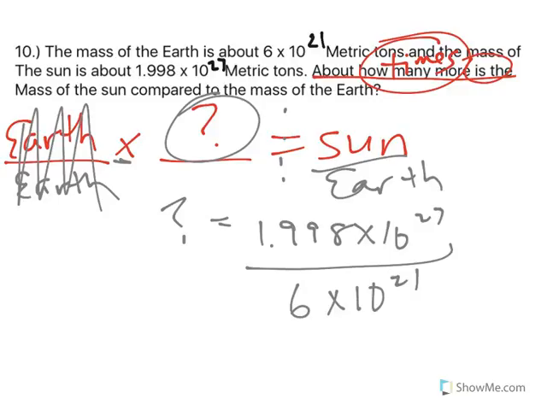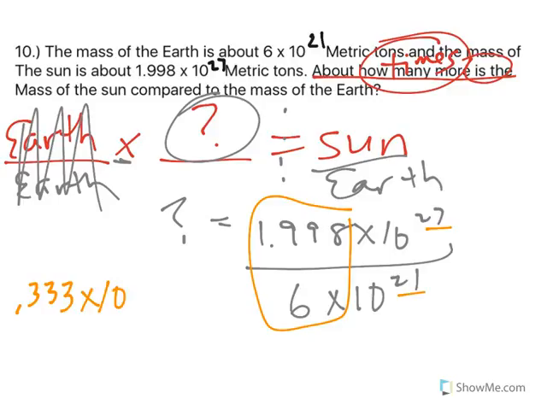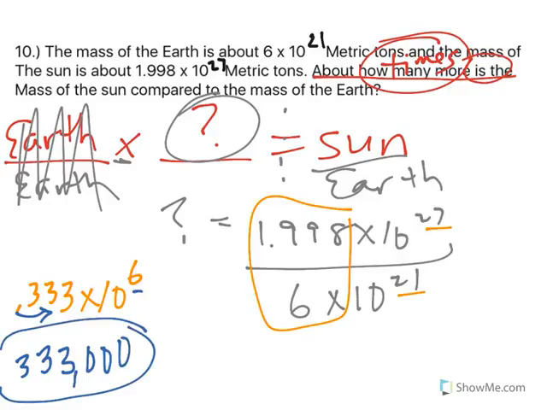So I divide my numbers, and that gives me 0.333 times 10 to the 27 minus 21, which is 6. So when I move my decimal 6 places to the right, 1, 2, 3, 4, 5, 6, the mass of the sun is 333,000 times bigger than the mass of the Earth. And it doesn't look like that when you look at those two numbers, but when you do the math, it is 333,000 times bigger.